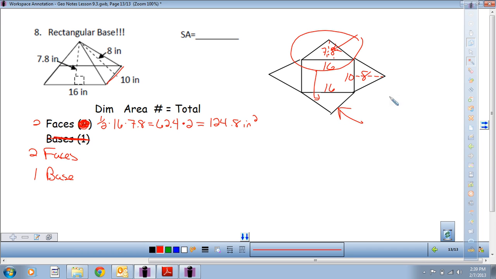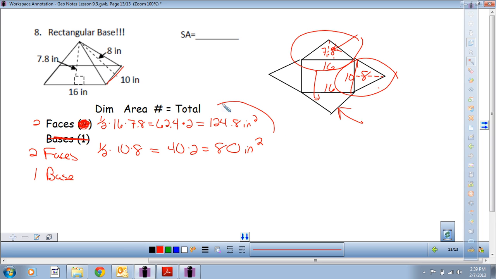Now that's for these two faces, this triangle and this triangle, because those two are the same. Now I'm going to focus on this face and this face, which are the same. We're going to do the same process, 1/2 times the base, which is 10, times the height, which is 8. Half of 8 is 4. 4 times 10 is 40. Now how many of those do we have? We have two of those, which gives me a total area of 80 inches squared.